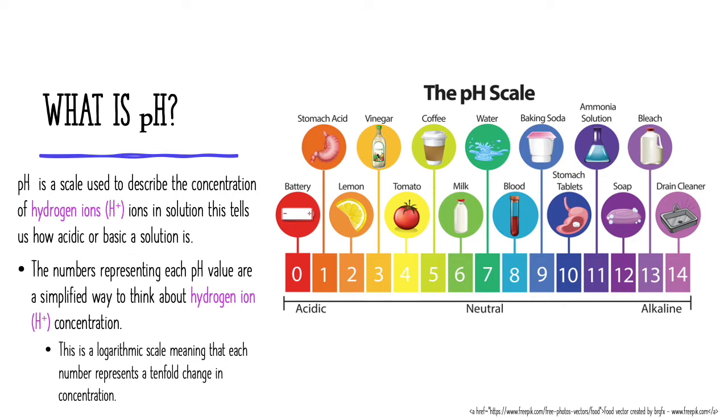So what is pH? pH is a scale used to determine or describe the concentration of hydrogen ions in solution. This tells us how acidic or basic a solution is. The numbers representing each pH value on this scale represent a simplified way to think about our hydrogen ion concentrations. This is a logarithmic scale, meaning that each number represents a tenfold change in concentration.